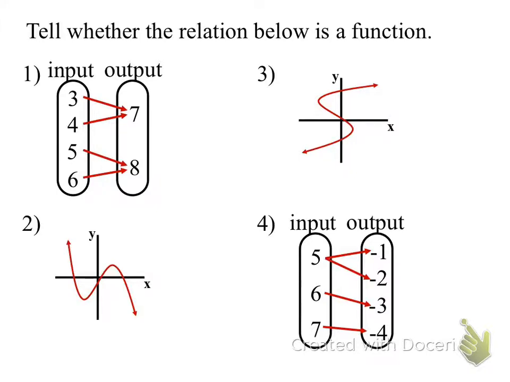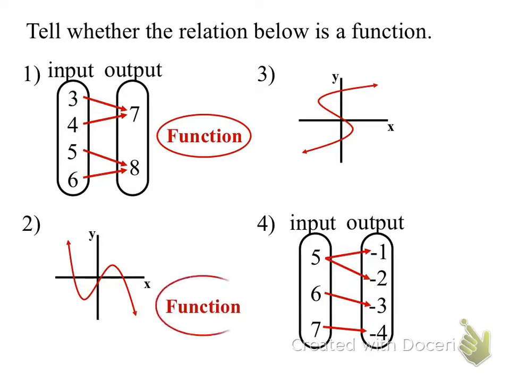So, number 1, pause the recording and try these. Now check your work. Number 1 is a function because no x's repeat. Number 2 is a function because it passes the vertical line test. Number 3 is not a function because it does not pass the vertical line test. And number 4 is not a function because 5 has 2 outputs.